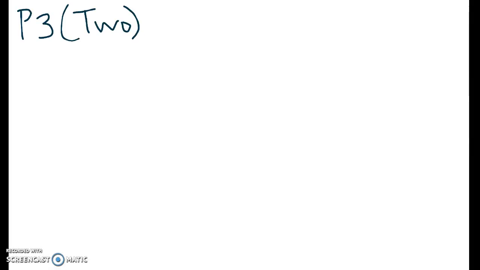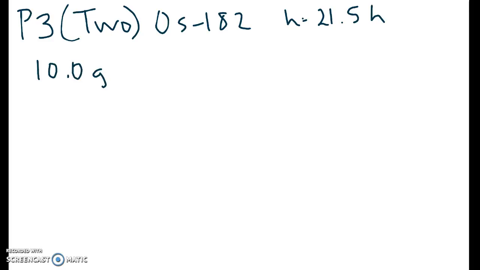So it says osmium 182. So I have osmium 182. It has a half-life of 21.5 hours. How many grams of a 10-gram sample, so 10 grams is my AO, how many grams of a 10-gram sample would have decayed after 64.5 hours? So my time is 64.5 hours.